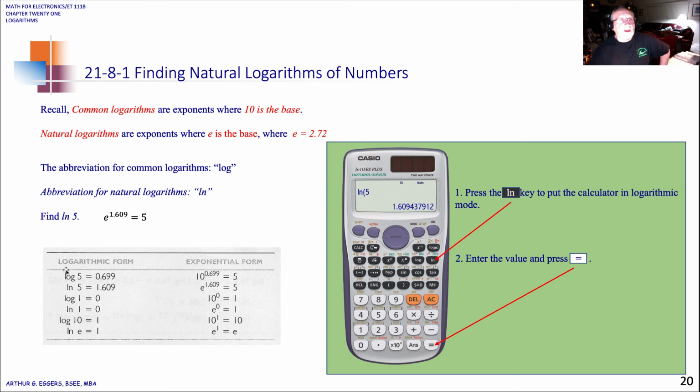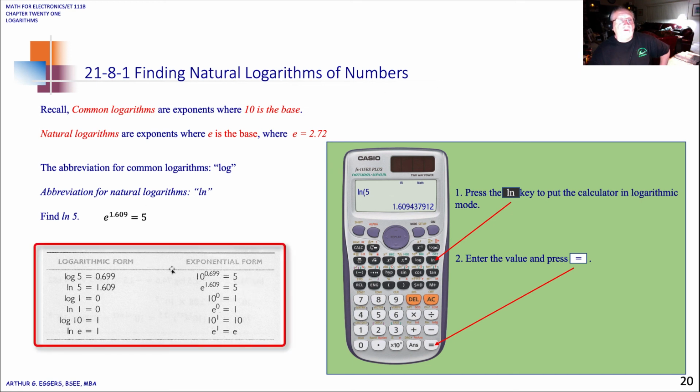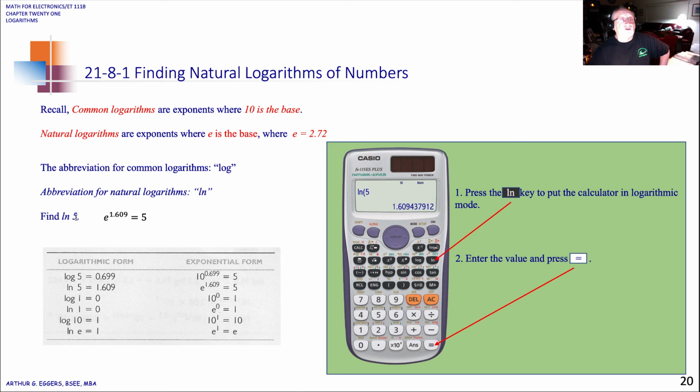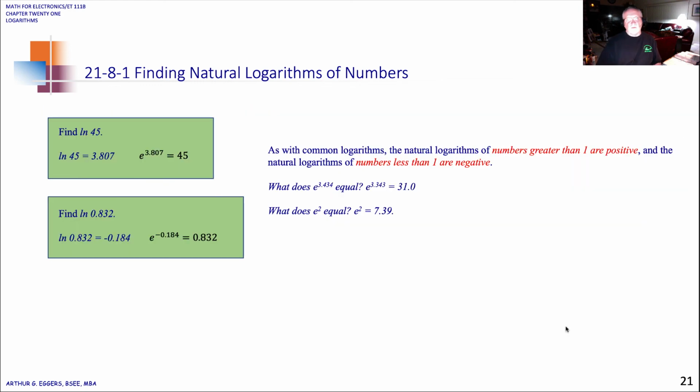You can see here in logarithmic form and exponential form, the log of 5 is 0.699, the natural log of 5 is 1.609. So there is a difference in the value, so do not get those confused. So if we're asked to find the natural log of 5, again, the keystroke is hit the ln key. Once the display comes up, enter your value, 5, hit the equal key, and what will show up is the exponential value. So e to the 1.609 is 5 when we look at the relationships.